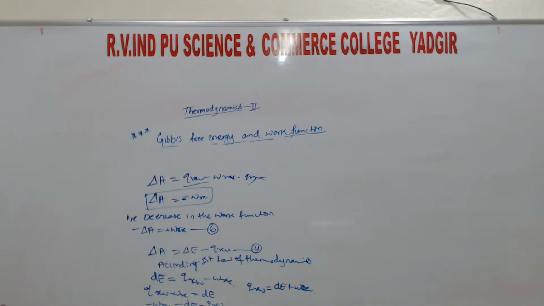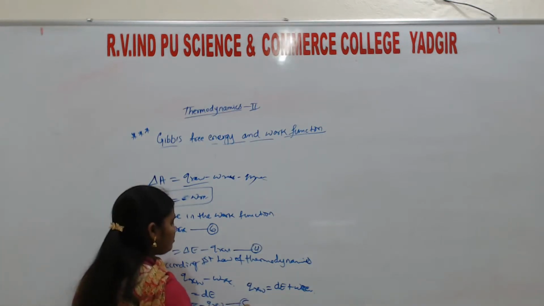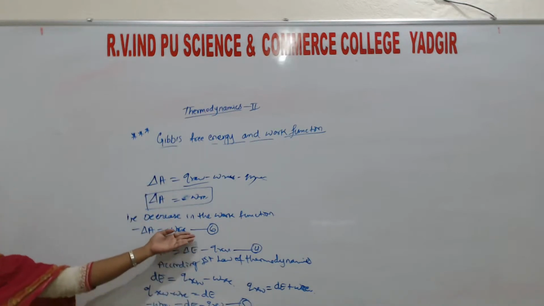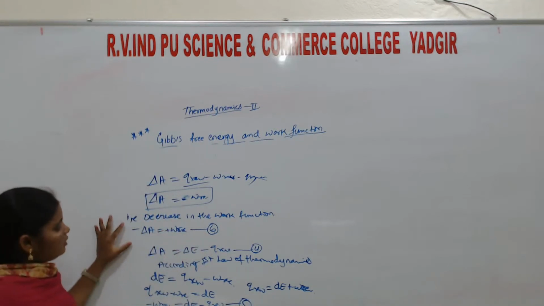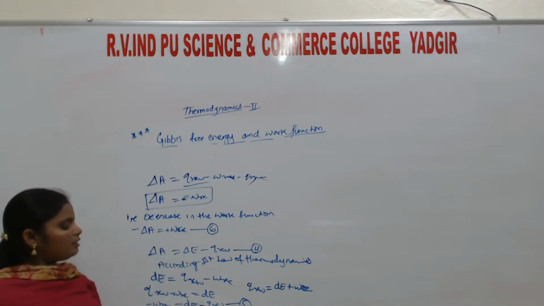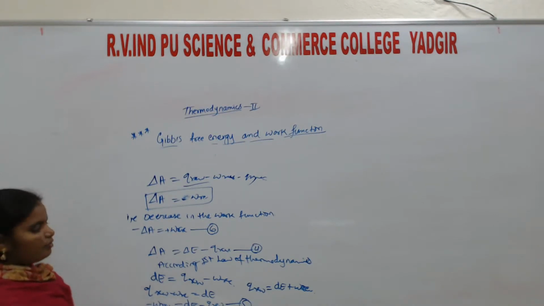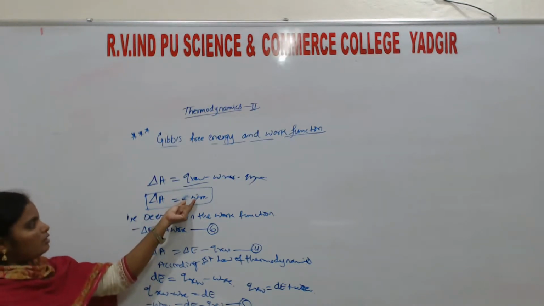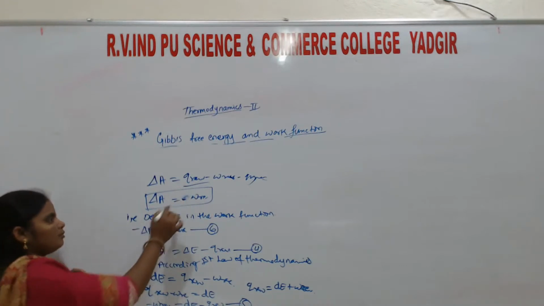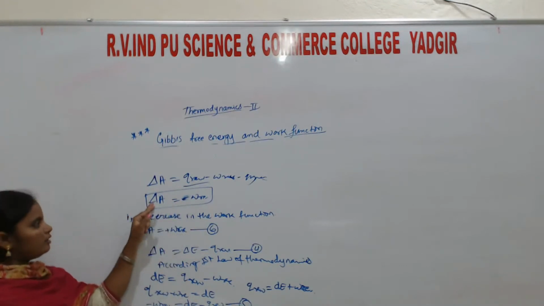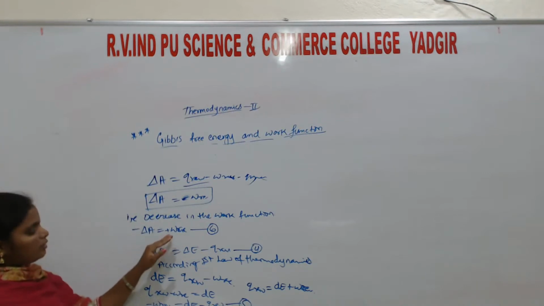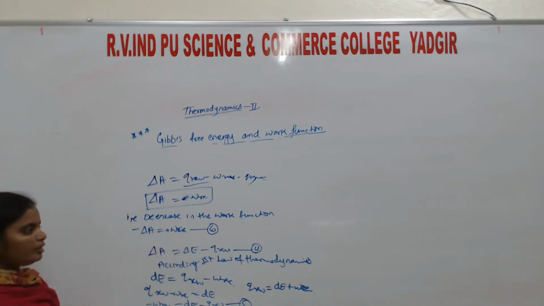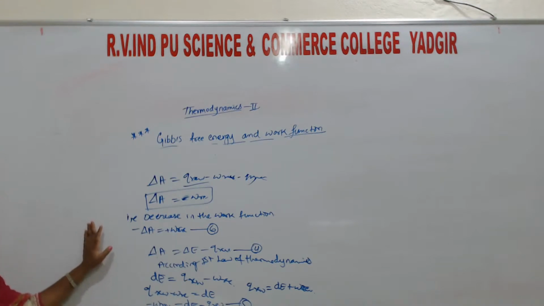Equation number 5 is minus W reversible, which is dE minus Q reversible. This is equation number 5. Here, minus delta A is equal to this minus W, and taking it to this side, minus delta A is equal to plus W reversible. This is equation number 6.